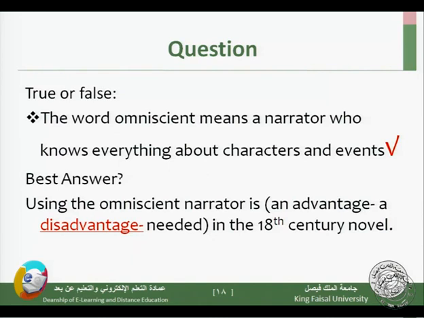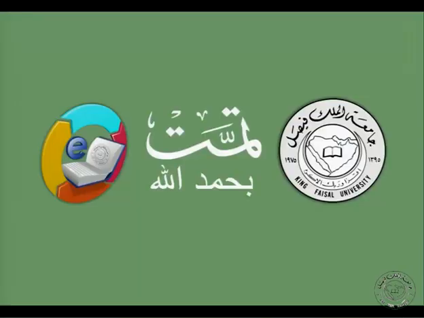True or false? The word omniscient means a narrator who knows everything about characters and events. Yes, true. Using the omniscient narrator is an advantage or a disadvantage or needed in the 18th century novel? It is a disadvantage, of course.